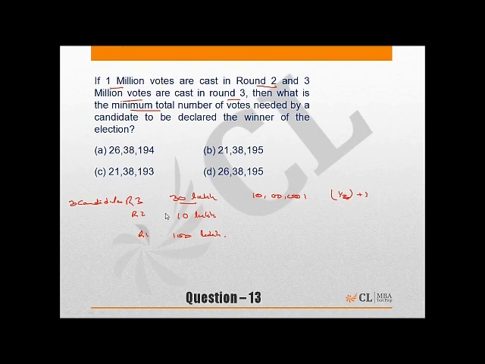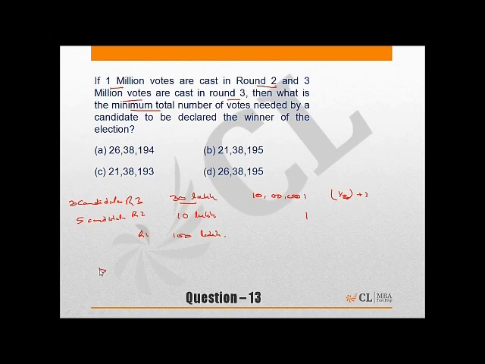What about round 2? How many candidates are in the fray in round 2? There are 5. Since there are 5 candidates in the fray and the top 3 make it to the next round, out of these 5, 3 will make it to the next round. That means I could go to the next round even with a single vote.